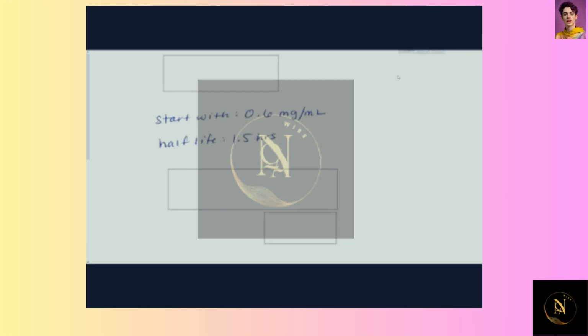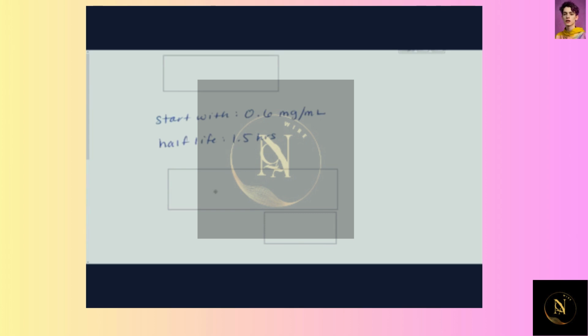All right, we're doing this problem about blood alcohol concentration, and the first thing we want to do is use the given information to find the exponential decay model. So the given information is that the person starts with a 0.6 milligram per milliliter blood alcohol concentration, and we know the half-life is 1.5 years.